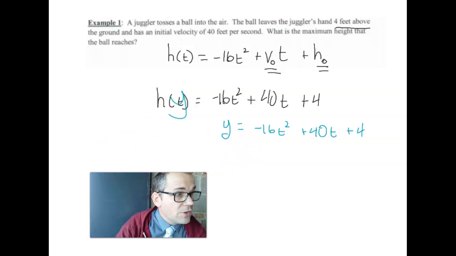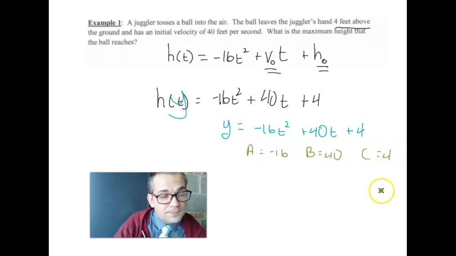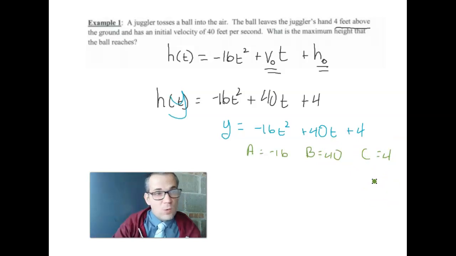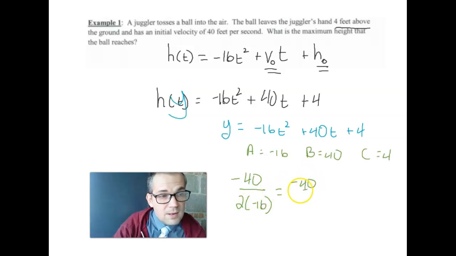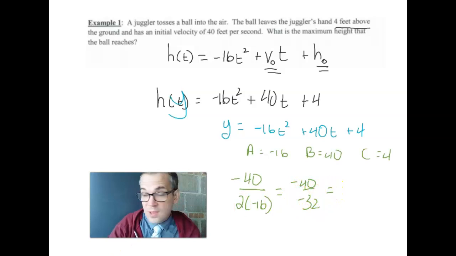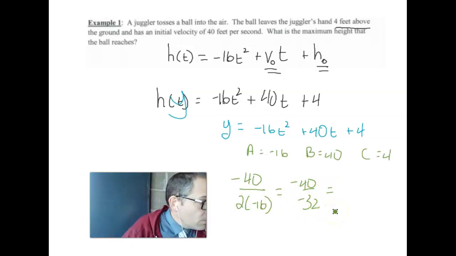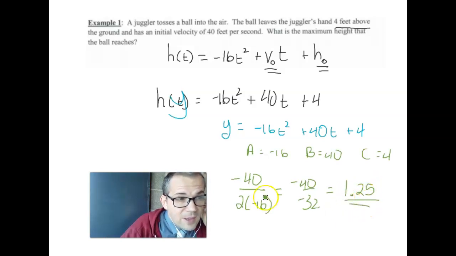I can look at this equation and know that the a value is negative 16, the b value is 40, and the c value is 4. So the x value of the vertex is the opposite of b divided by 2 times a, which is going to be negative 40 divided by negative 32. And that's going to be a gross number, so I'm going to pause while I get my calculator. So that's going to be equal to 1.25.